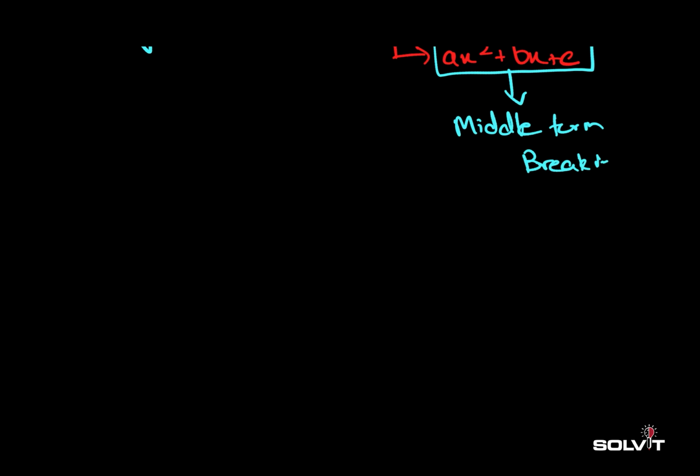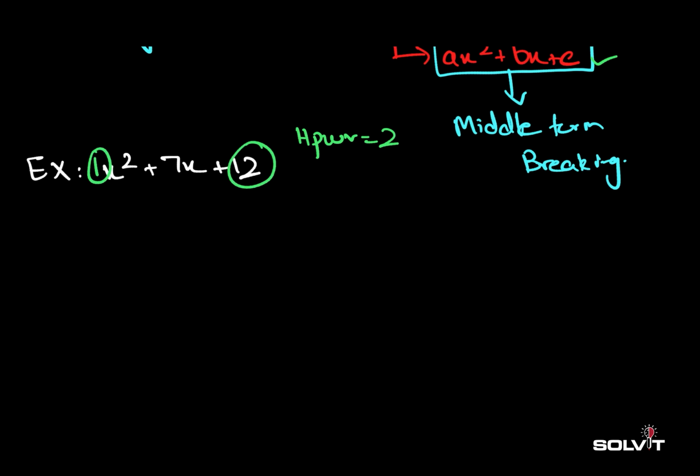So guys, let's suppose I am given an example, x square plus 7x plus 12. Again, there are three terms in this expanded form, and the highest power of the variable is equal to 2, right? To solve such an expanded form, I'm going to multiply the coefficient of x square with the constant at the end, and it is going to be 12x square, and the number in between is 7x.